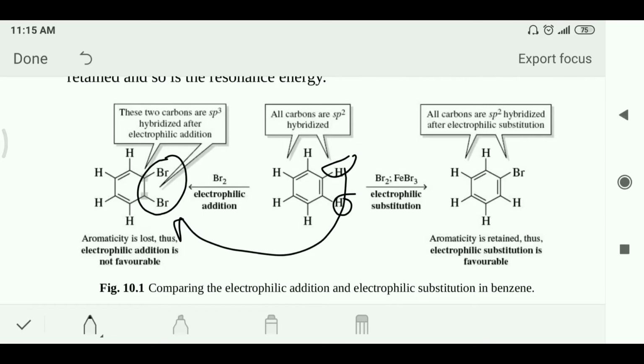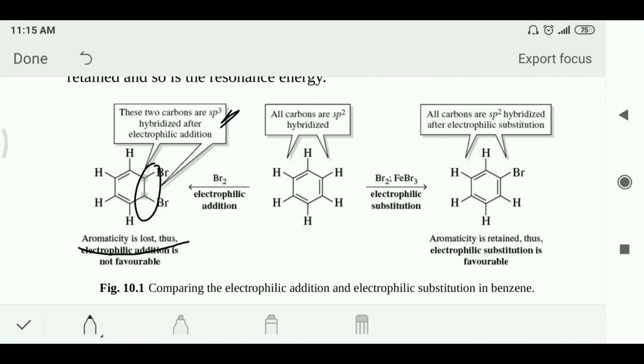So what is happening? This double bond is broken in the case of addition reactions. Whenever these addition reactions occur, there is a breakdown of the double bond, and this breakdown of double bonds leads to loss of aromaticity. Why? Because these two carbons are sp3 hybridized after electrophilic addition reactions, right? So that is how they lose aromaticity. That's why benzene does not go for addition reactions.